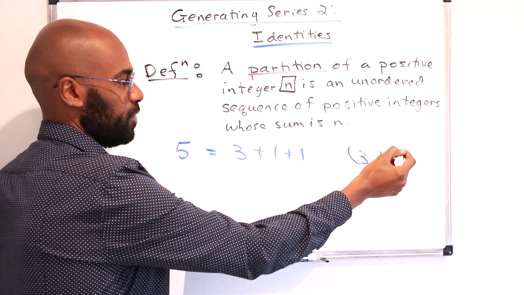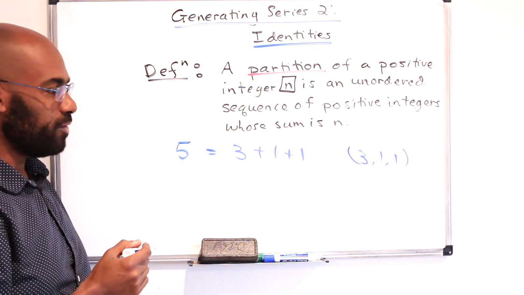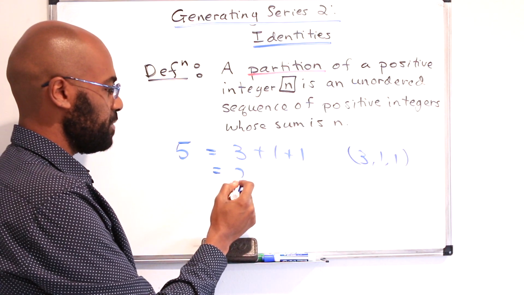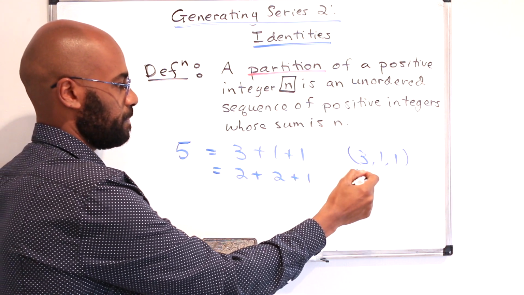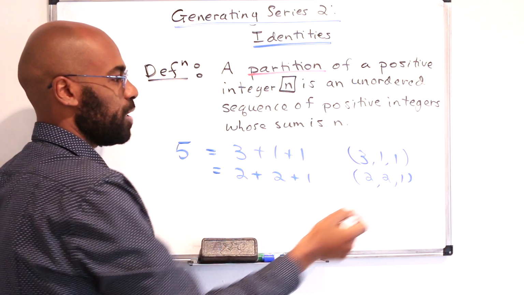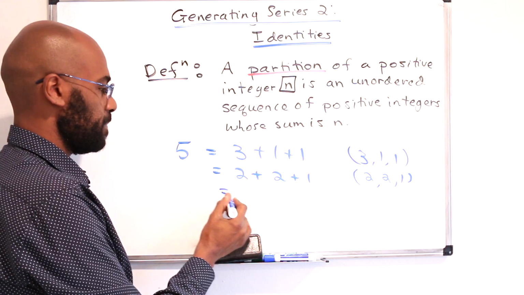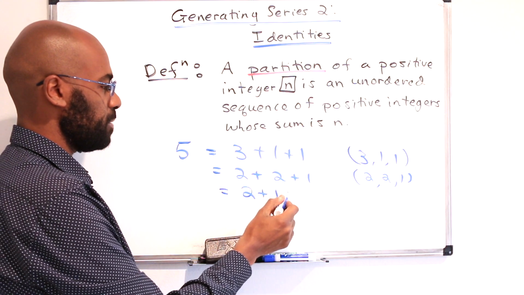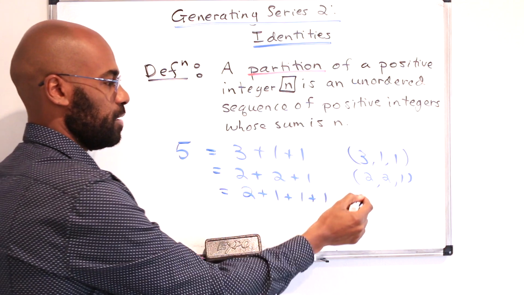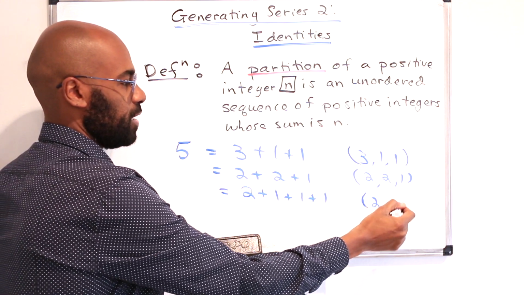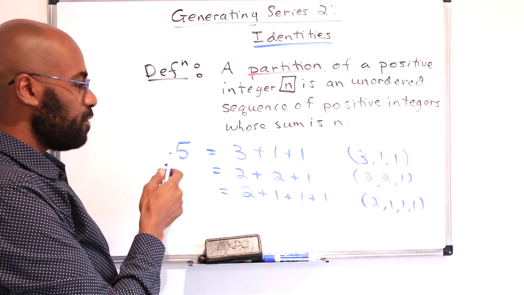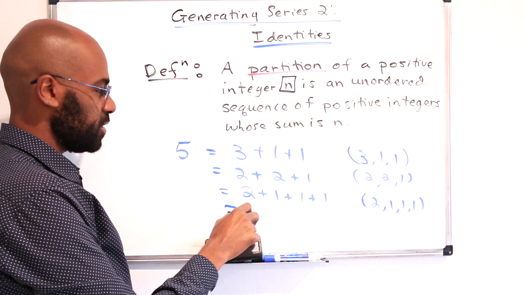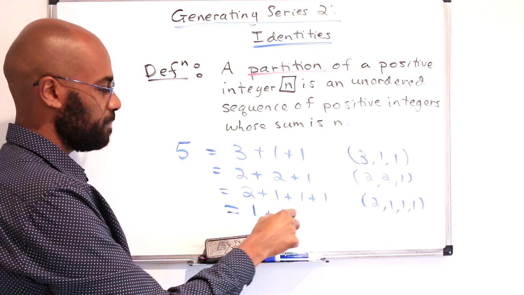And we usually write it with parentheses here. So there's an example of 1. Another one is maybe 2 plus 2 plus 1. And these two partitions happen to have the same length. Another one is 2 plus 1 plus 1 plus 1. That has a few more elements than the previous partitions that we had before. Now, another way to write 5 as a sum of positive integers is 1 plus 2 plus 1.